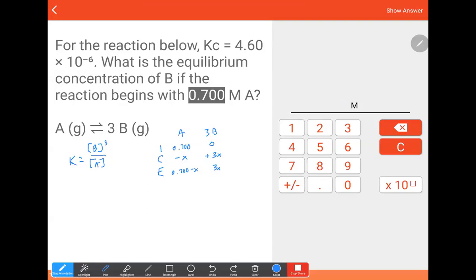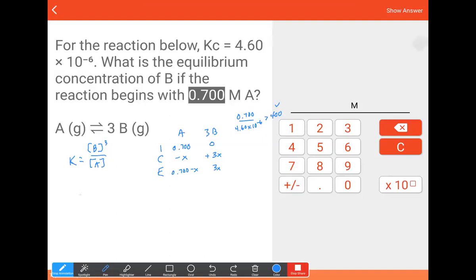Before we go on, let's make sure the x is small will work. Remember, you put your initial concentration 0.700 over your K, 4.6 times 10 to the minus 6, and that number needs to be greater than 400. And what I get is 0.7 divided by 4.6 E negative 6, I get 152,000. So that is greater than 400, so we can use the x is small assumption.